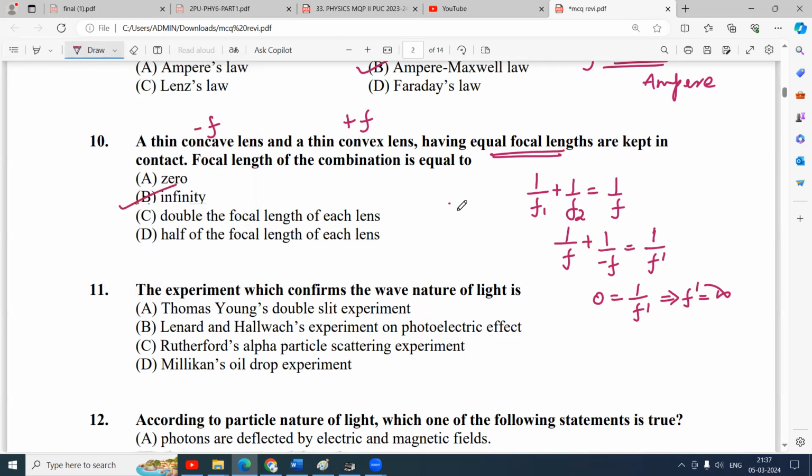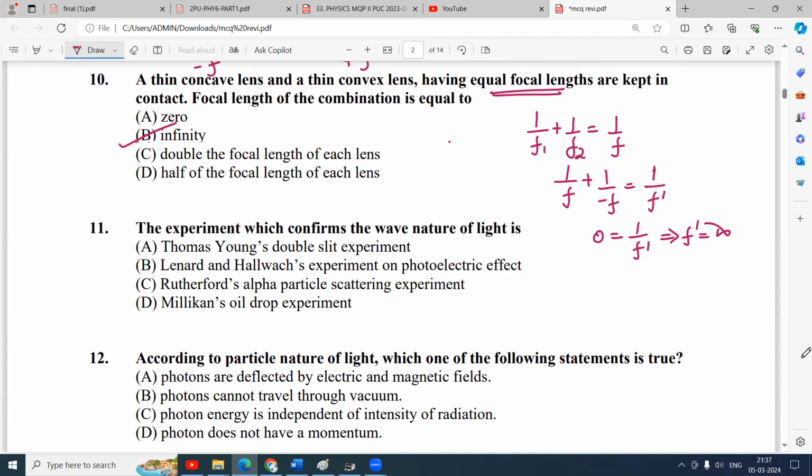Now, next question. The experiment which confirms the wave nature of light is. So if you want to explain diffraction, you have to consider light as a wave. If you want to explain interference, you have to take light as a wave. If you want to explain photoelectric effect, you have to take light as a particle, quanta, packet of energy. So quantum nature is used in photoelectric effect. So here it is quantum nature of light exhibited. Whereas in Thomas Young's double slit experiment, which explains interference of light, is wave nature. So light is a wave here.